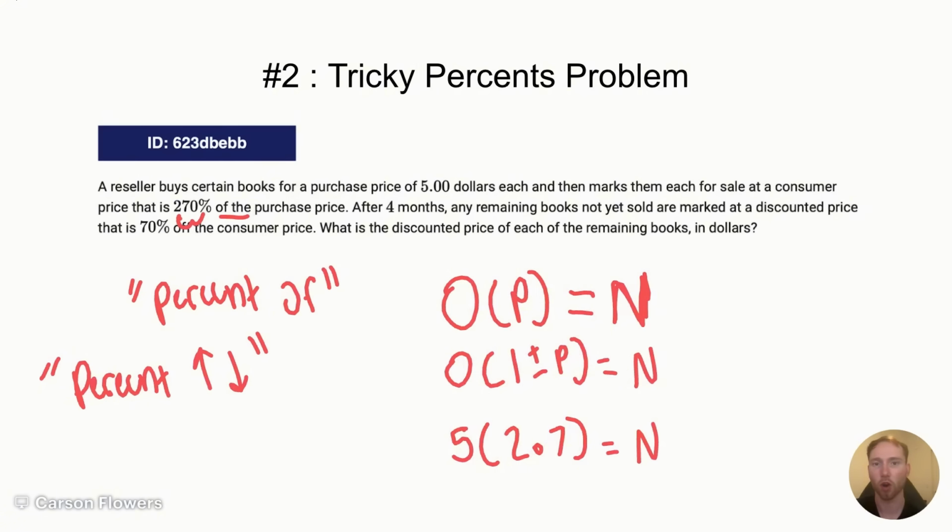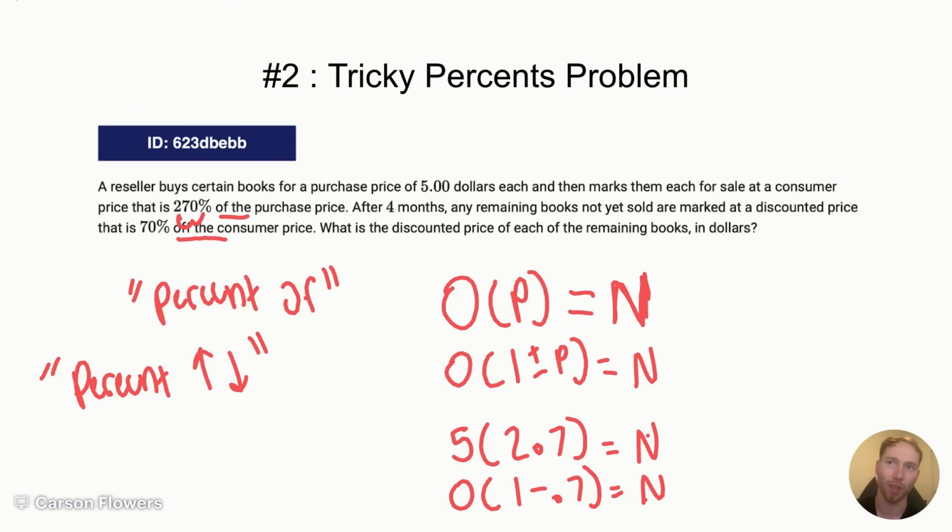But before we solve, let's take a look at that second equation. After 4 months, any remaining books not yet sold are marked at a discount price that is 70% off the consumer price. Now, would that be an increase or decrease? Well, of course, it would be a decrease. So we know we're going to use our second formula, percent increase/decrease. So we're going to take this value, in this case it would be O, and we would multiply it by 70% off. So 1 minus 0.7, and that would equal our new number.